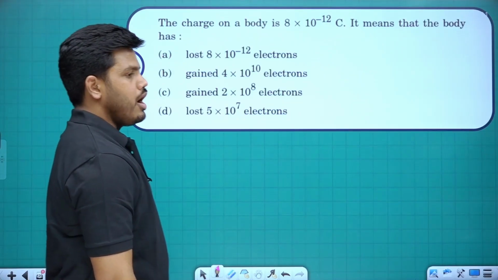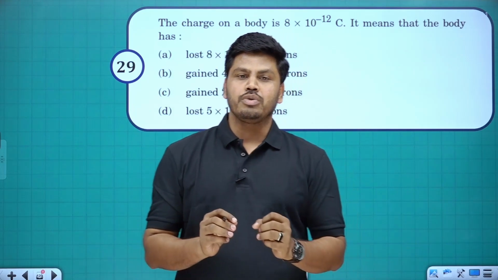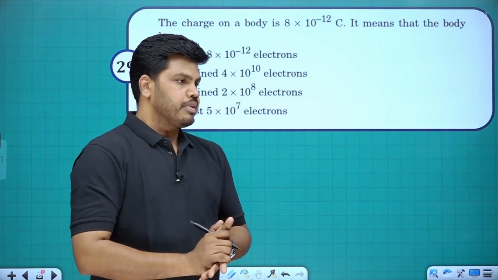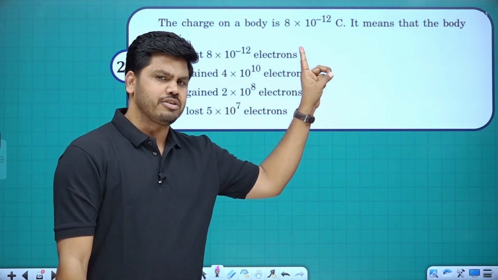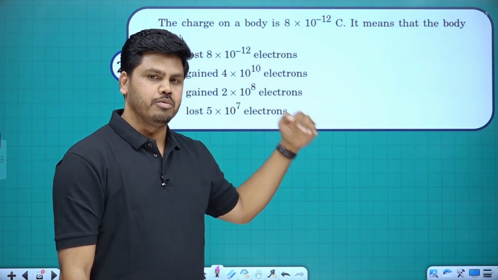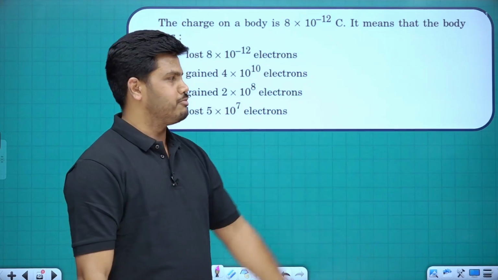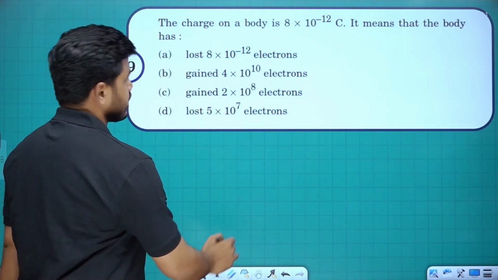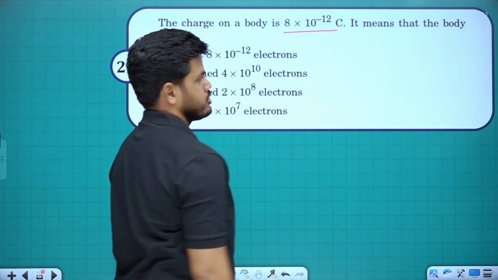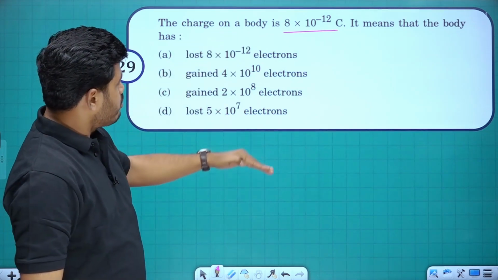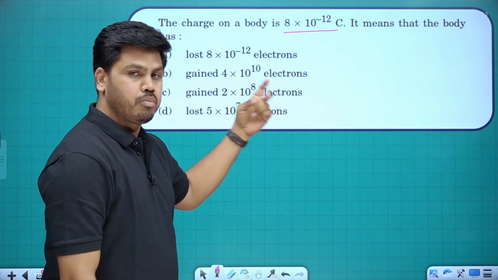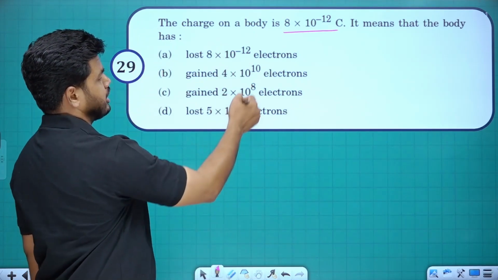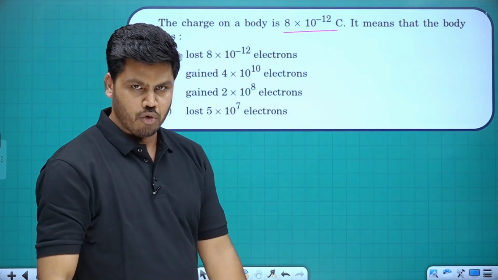Next one. The charge on a body is 8 into 10 raised to minus 12 coulomb. It means that the body has... see the charge, a question from the charging a body, electric charges and fields chapter. So we have 8 into 10 raised to minus 12 coulomb charge. And you have been given options, lost electrons, gained electrons, and the magnitude or the number of electrons are different in different options.